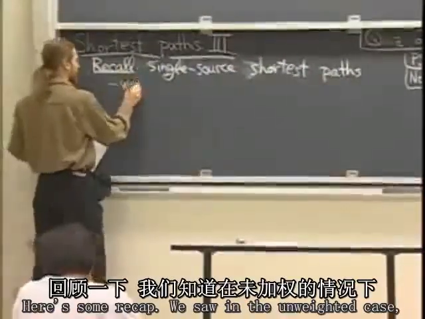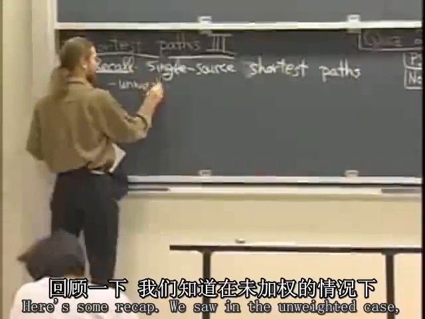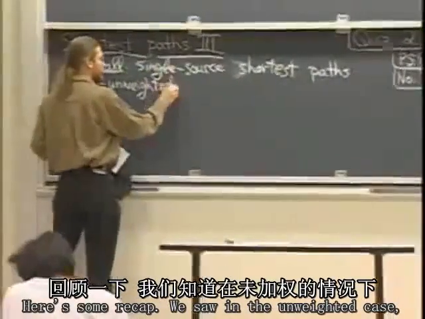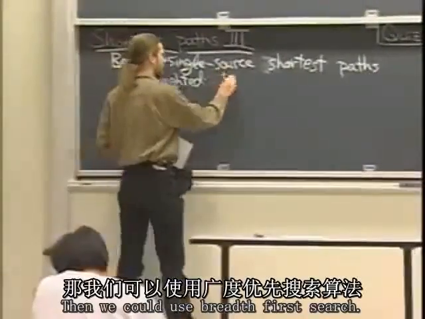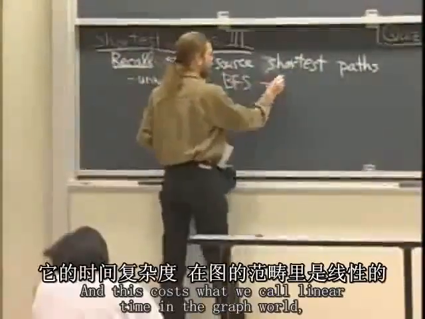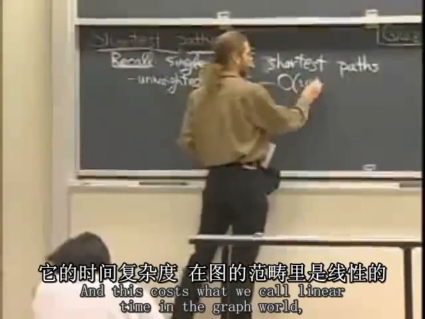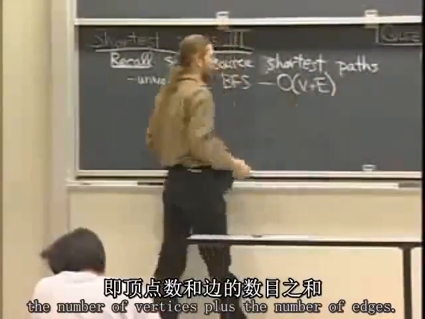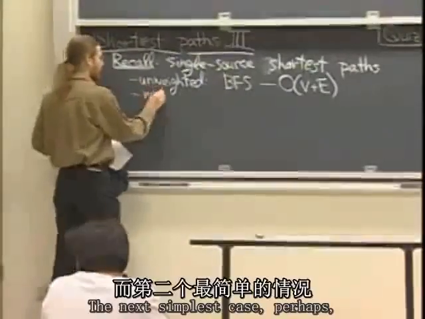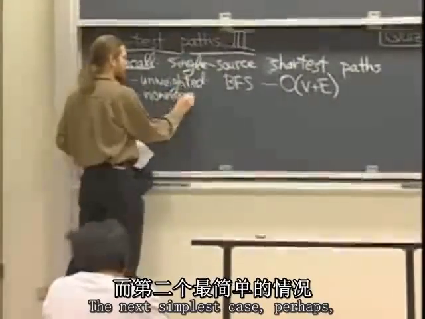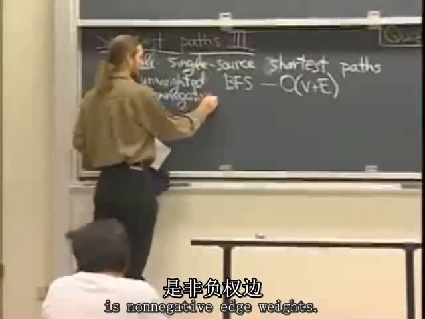Here's some recap. In the unweighted case, that was sort of the easiest, where all the edge weights were 1, we could use breadth first search. This costs what we call linear time in the graph world: number of vertices plus number of edges.